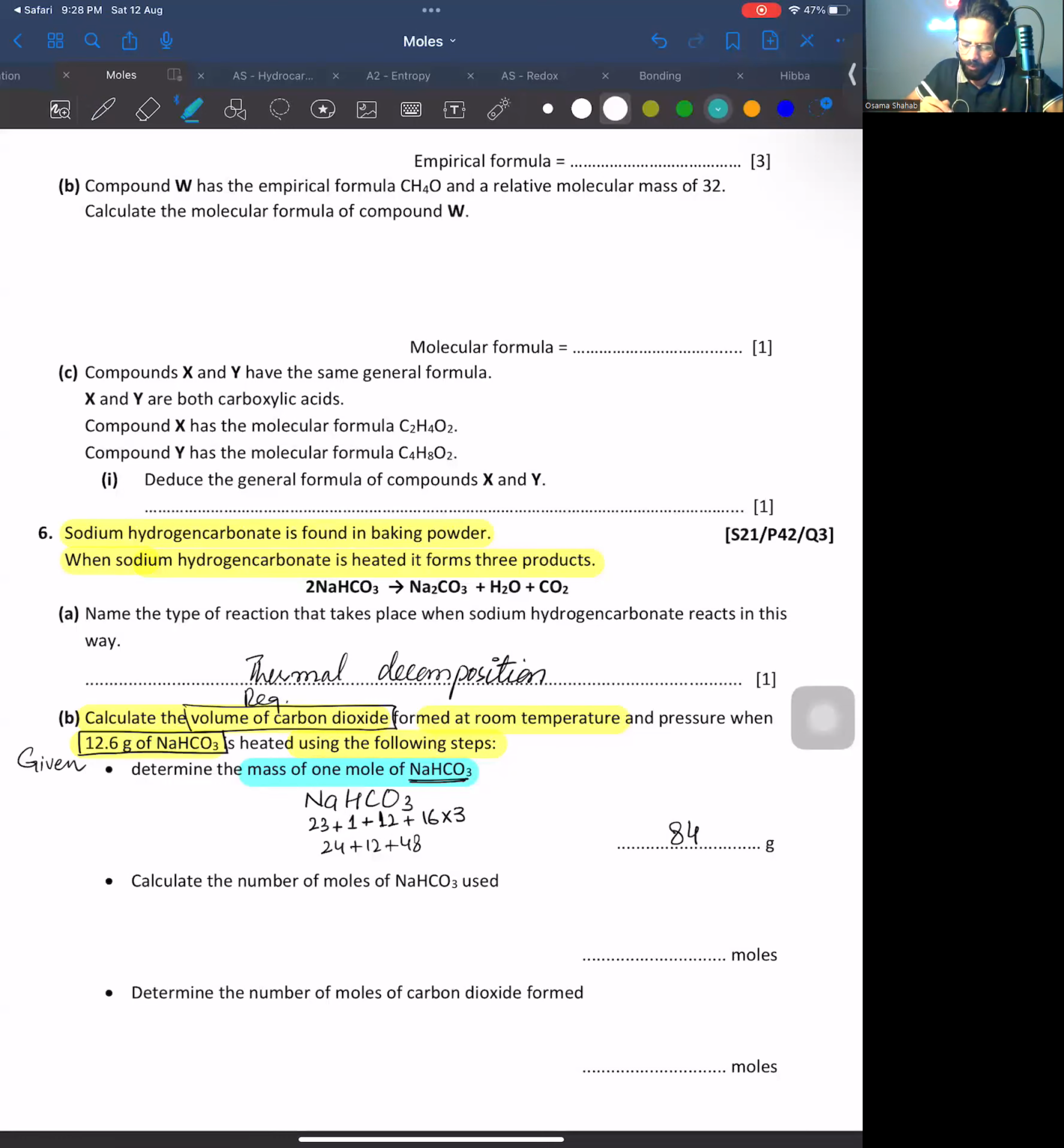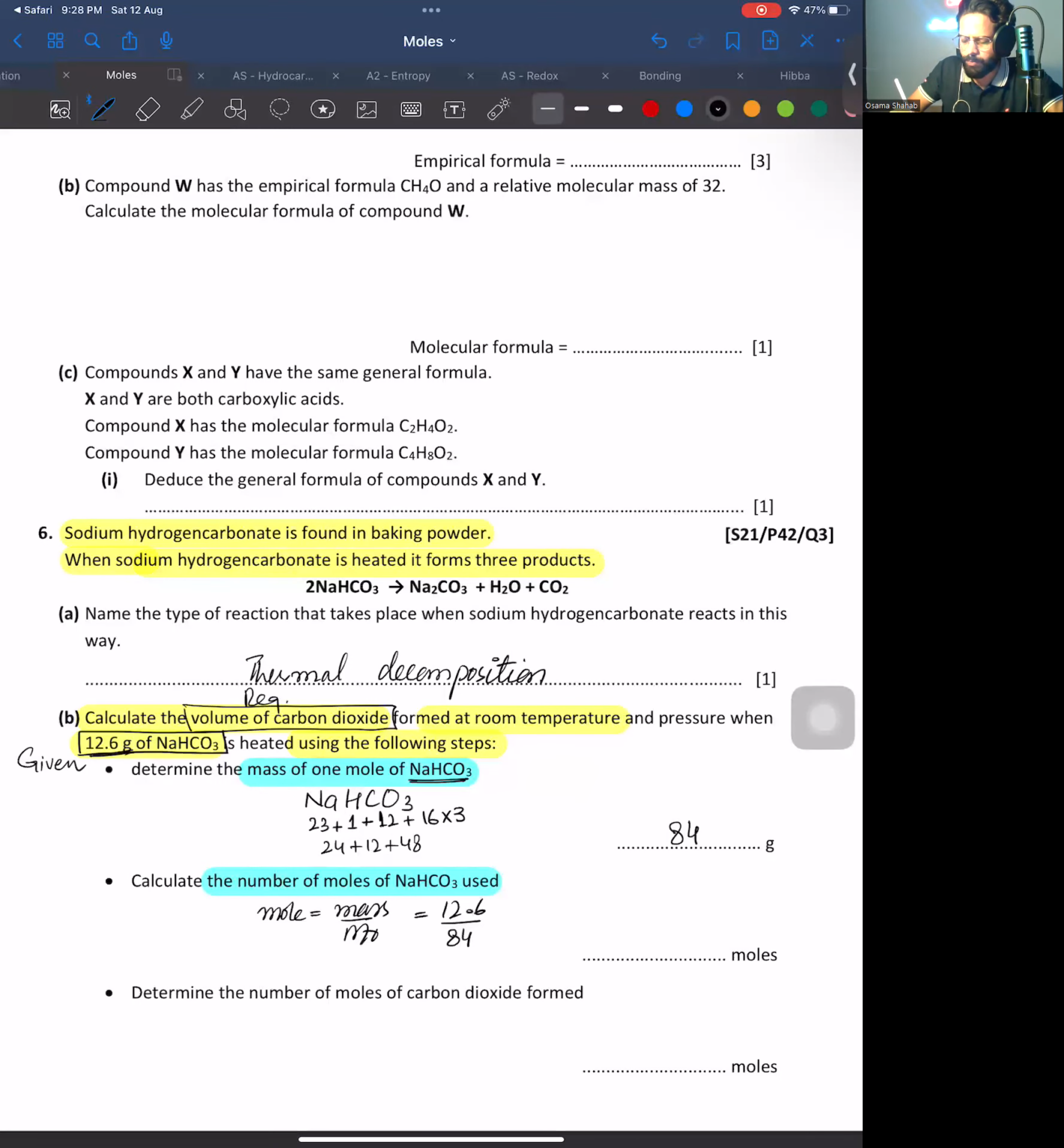Great. Then what we need to do in the next part, calculate the number of moles of sodium hydrogen carbonate used. Yani ki kitna used hua. You can see this, this is the amount of sodium hydrogen carbonate which is being used right now over here. So we can find out the number of moles by using the formula mass over MR. As we have 12.6 gram of sodium hydrogen carbonate, we must divide it by the MR of sodium hydrogen carbonate, which is 84. So what should be the answer of this, bacho?